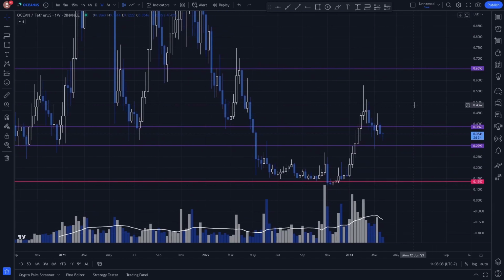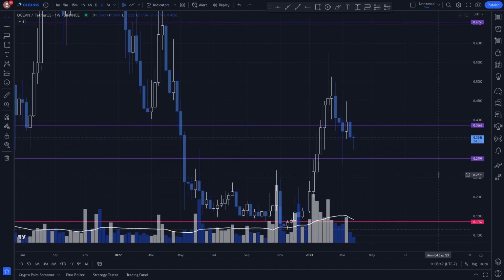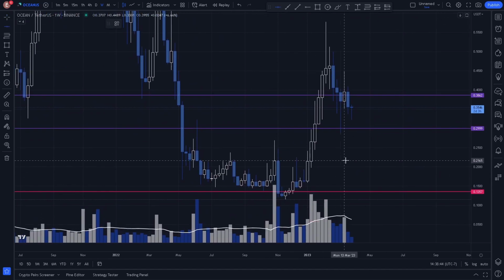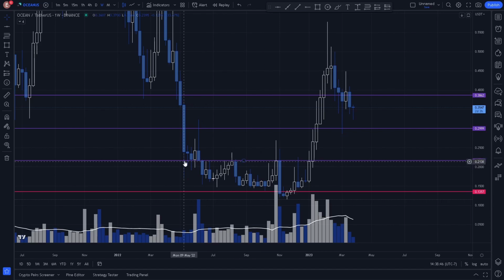So, looking at our more recent price action, we can go ahead and plot a key level right here. So we have multiple reactions acting as support and resistance.